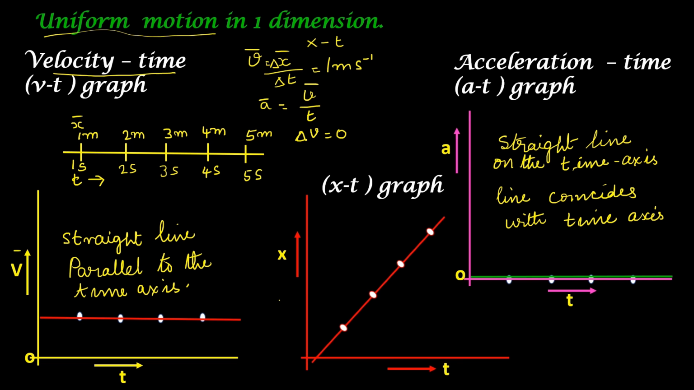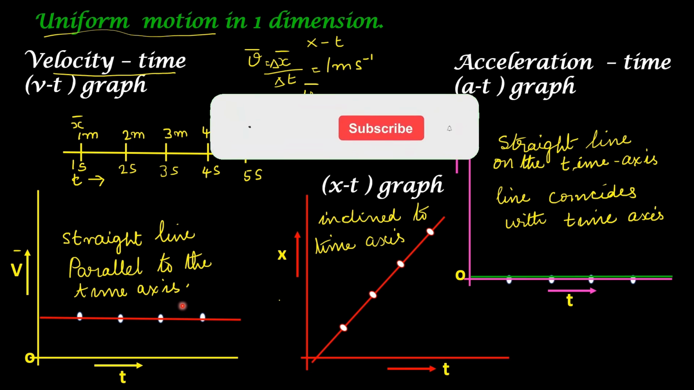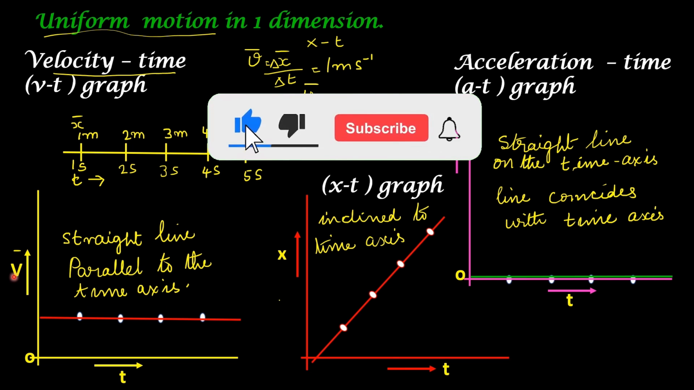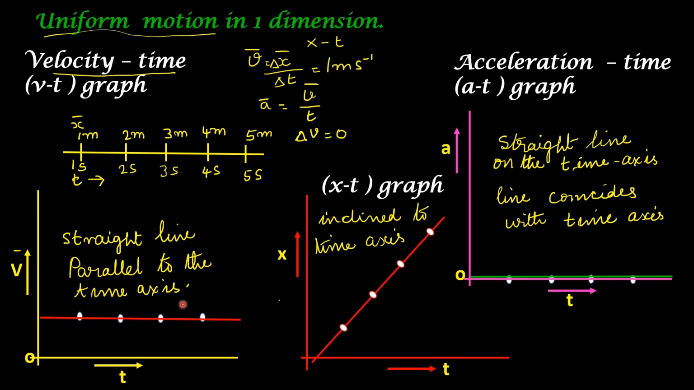Just recall the shape of the position time graph for uniform motion. It is a straight line inclined to the time axis. So you have all the three graphs together. Here you can easily compare and understand. For uniform motion in one dimension, velocity time graph is a straight line parallel to the time axis. Position time graph is inclined to the time axis. Acceleration time graph is a straight line on the time axis.